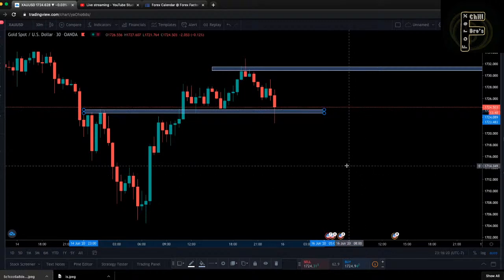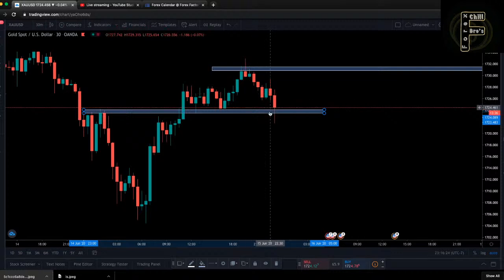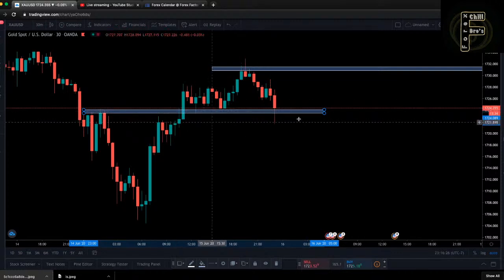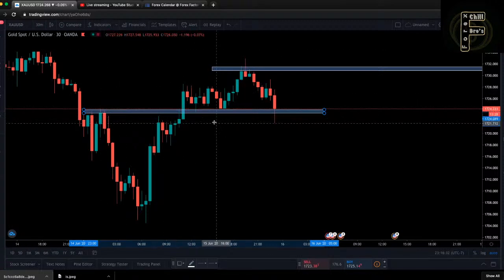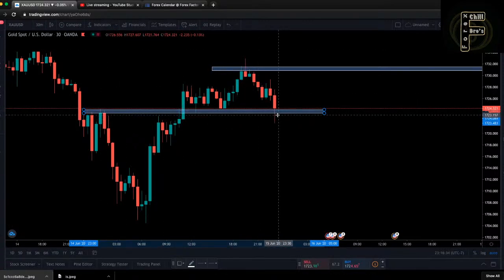That's 1724089. So for me, if I want to take a trade on the gold market, I'm going to wait for price to close below this place. This was a resistance. I need to see price closing below for me to be convinced.